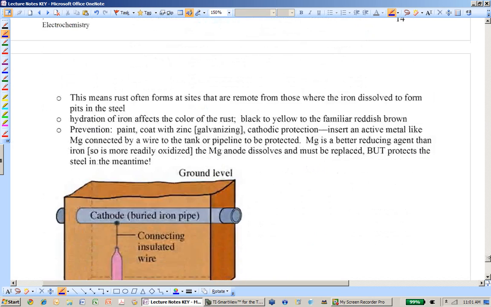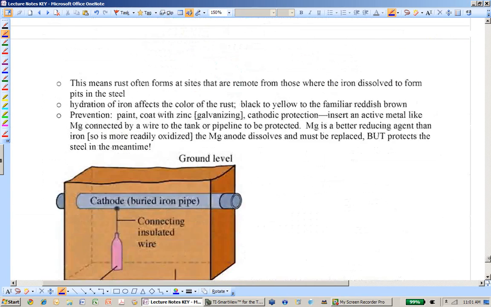Now, what also can happen has to do with a lot of our water vessels, because lots of humidity if the ship is sitting in the ocean, don't you figure? So this means that rust often forms at sites that are remote from those where the iron is dissolved to form pits in the steel. And all of these things are structural defects that can cause big disasters. So hydration of iron, which is water surrounding iron, affects the color of the rust. So it can be black to yellow to that familiar reddish-brown rust color that we always talk about.